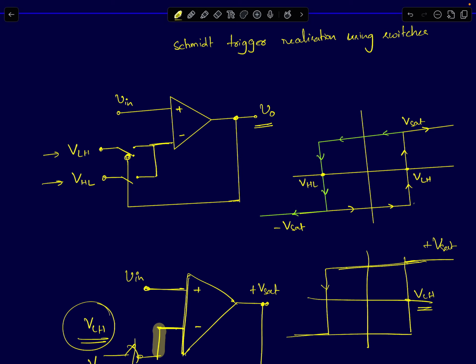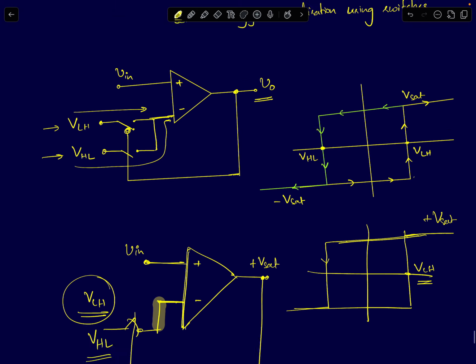So when the output is minus Vsat, VLH is being fed as a threshold voltage to the comparator. When the output is plus Vsat, this switch will be open, so VLH will be disabled, and VHL will be now connected to this op-amp's input. And now the op-amp output will trip at a different high to low voltage.